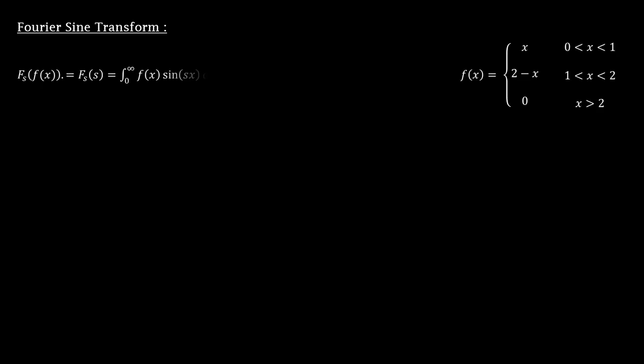Now, evaluating the second part of the question, that is to find the Fourier sine transform of the function f of x. From the definition of the Fourier sine transform, f of x is given by integration f of x into sin sx dx, where the limits of x are varying from 0 to infinity.